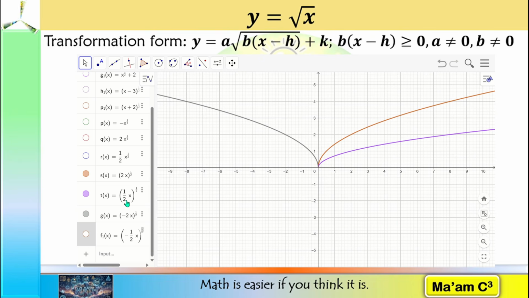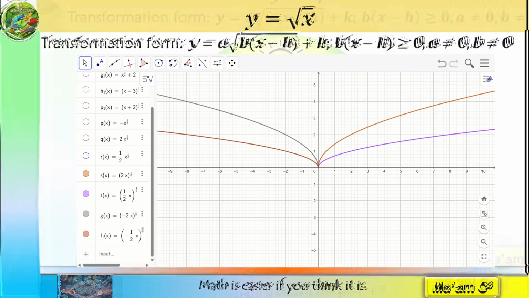Now, let's see if that happens with 1/2 x. If I make this negative, the violet graph also reflects across the y-axis. So that is the effect of b when it is negative. Let us discuss further these transformations.